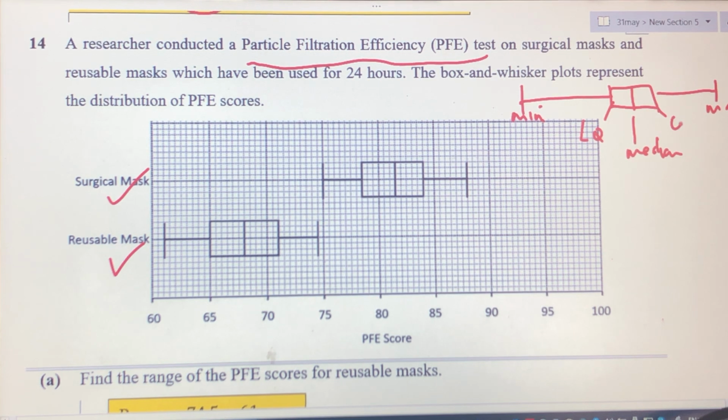This is the upper quartile, or what we call the Q. This is Q3, this is Q1, this is Q2. Alright, so this is the concept. Some of you don't know the concept.